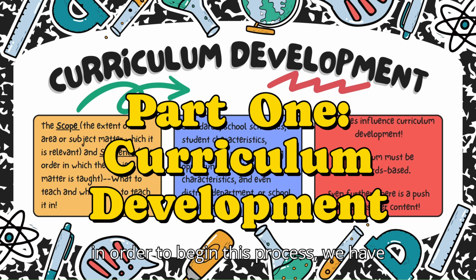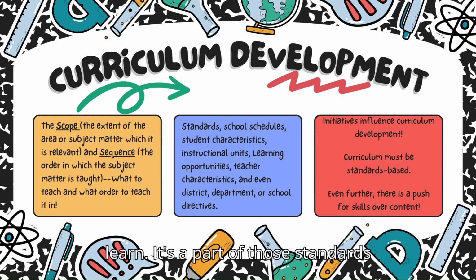In order to begin this process, we have to talk about curriculum development. This is a term that the textbook wants you to learn, that the state wants you to learn. It's a part of those standards we've been talking about. So, when understanding what we mean by curriculum development, I think there's two words that really explain what this is: scope and sequence. If you look here in this yellow box, the scope is the extent of the area or subject matter which is relevant.